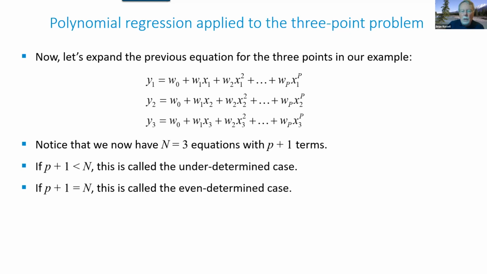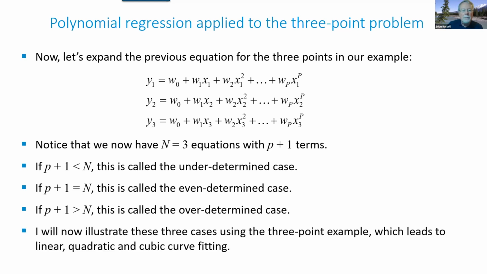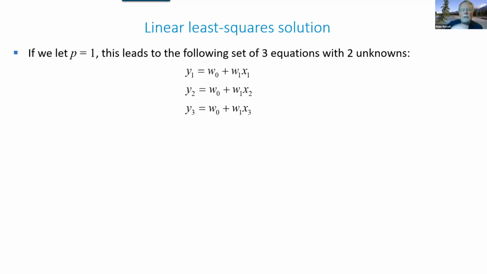If P plus 1 is equal to n, this is called the even determined case. And if P plus 1 is greater than n, this is called the overdetermined case. So let's illustrate this using our 3-point example, which leads to linear, quadratic, and cubic curve fitting. Let P equal 1, which is the simplest possible problem. This is just a linear fit. We've got 3 equations now with only 2 unknowns, so it's underdetermined.